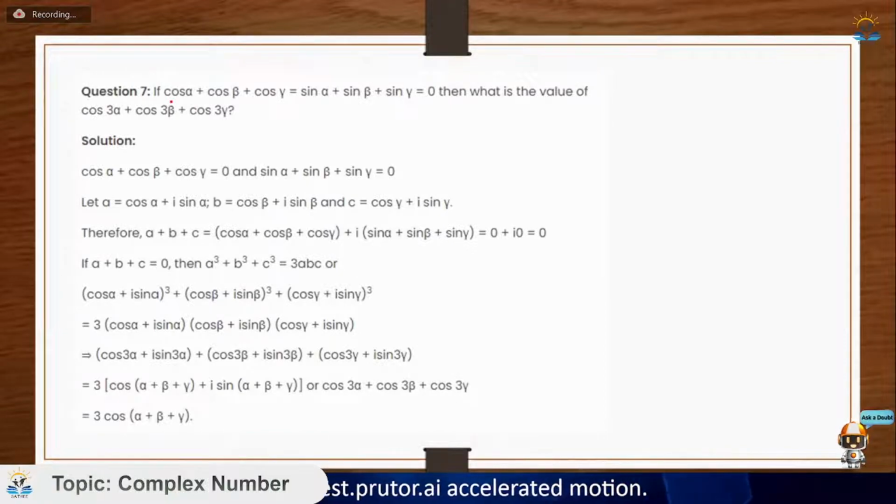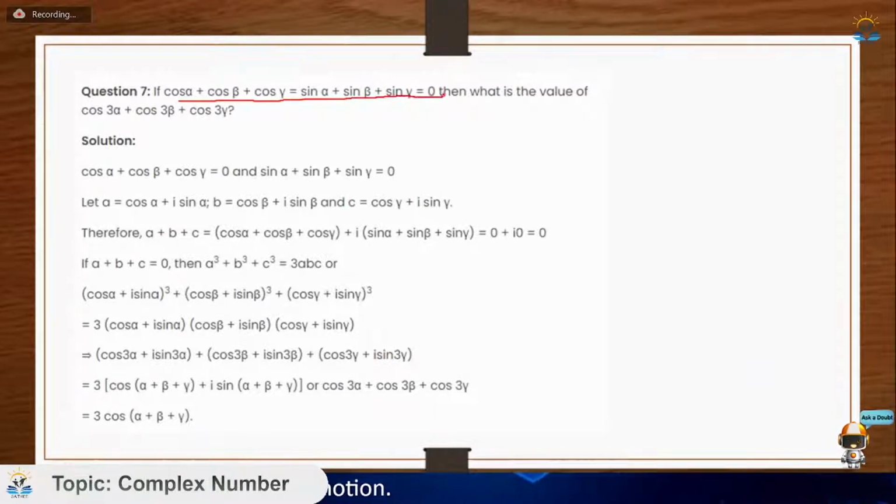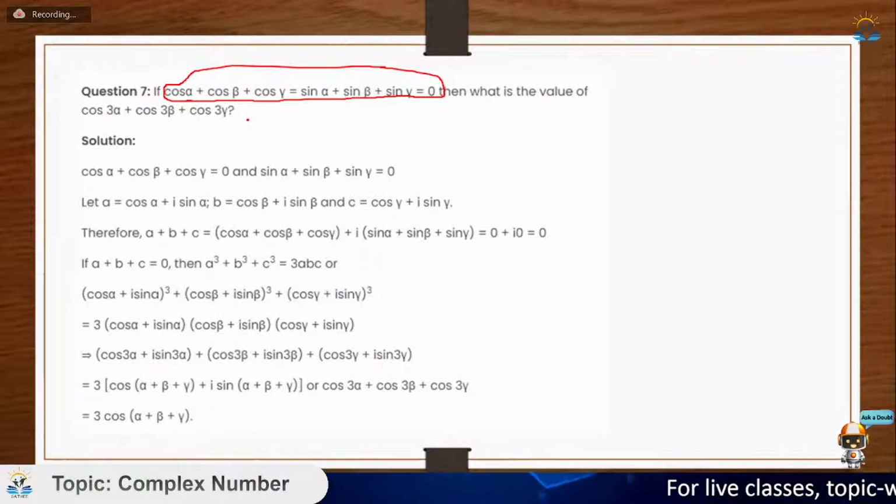Moving on to question number 7. If cos alpha plus cos beta plus cos gamma is equal to sin alpha plus sin beta plus sin gamma equal to 0. So two expressions are given to you and they say that the value of both expressions is equal to 0. Then what is the value of cos 3 alpha plus cos 3 beta plus cos 3 gamma?